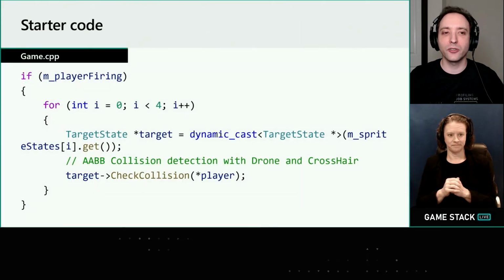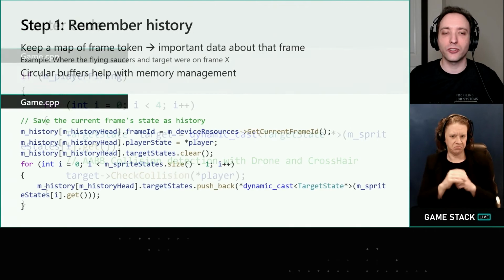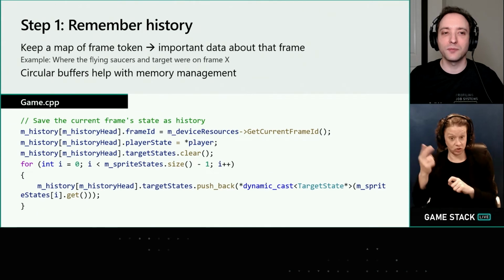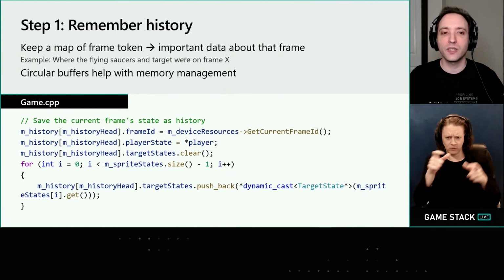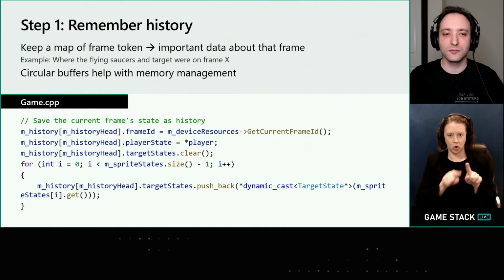Let's start with some starter code. This is code from the GDK sample for the Flying Saucer game. And here you can see we're looping through the flying saucers and checking collision for each of them. Straightforward enough. Okay, so first, in order to change history, we have to remember it. And in order to do that, what we're going to do is keep a map of the frame token that we got when rendering a frame to anything important about that frame. In this case, where the flying saucers and the target were on a particular frame. You might also notice we're using a circular buffer to help manage the memory of all of this.